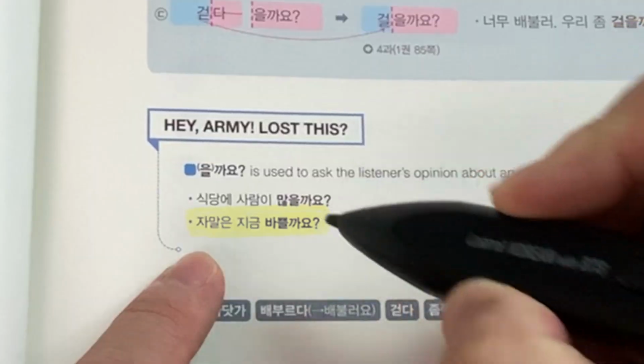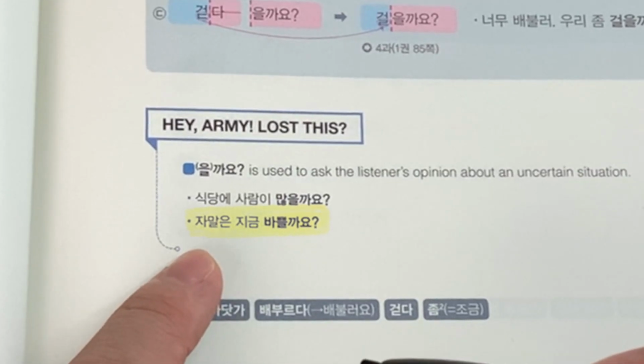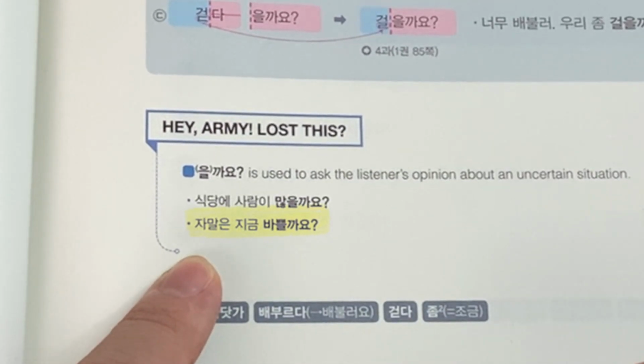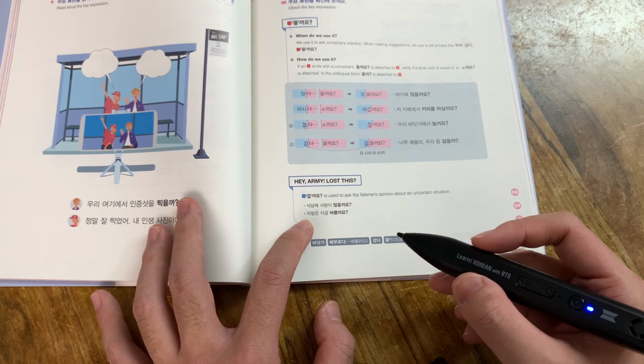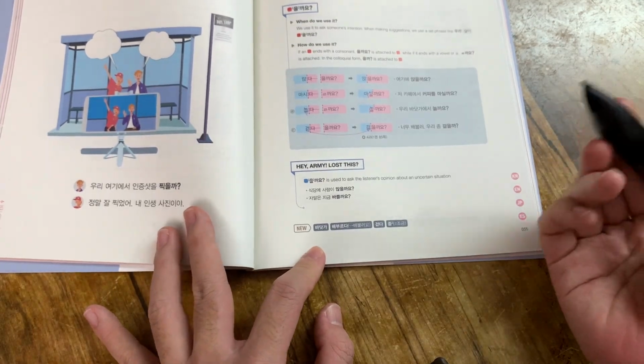And then secondly, 자말은 지금 바쁠까요? Do you think Jamal is busy? And then lastly, the vocabulary.